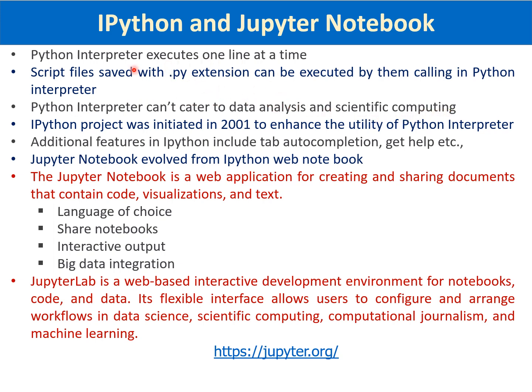Therefore, to overcome these limitations, the IPython project was initiated in the year 2001, to enhance the utility of the Python interpreter. You had seen you can launch IPython in the Anaconda command prompt with the ipython command, and it has some additional features like tab auto completion, getting help, and enhanced input output. Still it had many limitations. So later it evolved into the IPython web notebook, from where we got the Jupyter notebooks.